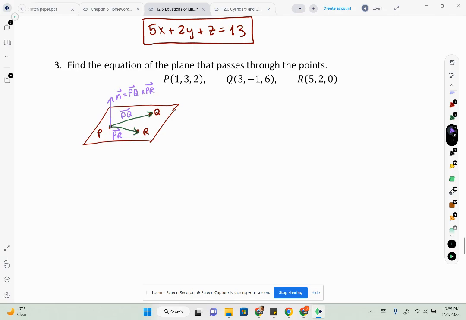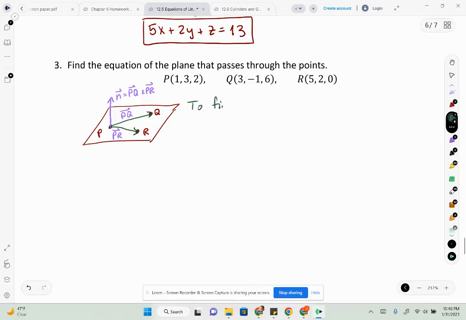We know we need a normal vector. We also need a point. Well, that's not hard. They gave us 3 points. You can choose whichever one you want. It doesn't matter. It'll still work out the same. And that's kind of the beauty of it. So first we'll handle the whole normal vector thing.